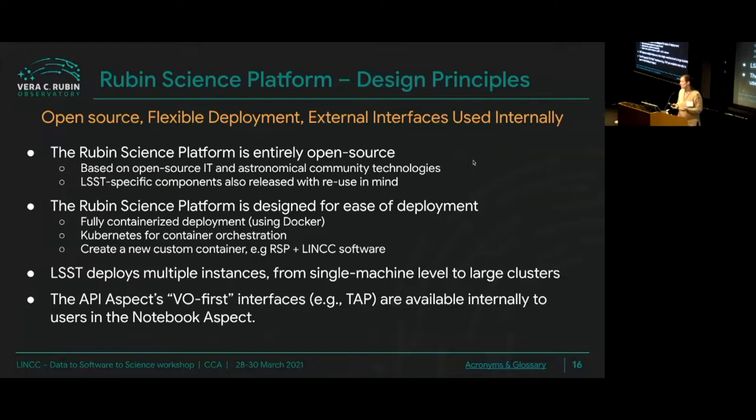It's been designed with reuse in mind. In fact, we have several instances of the science platform running at different places at the moment. It's also designed for ease of deployment, so it makes use of Docker and Kubernetes for container orchestration. One of the interesting points about this is that we can also create custom containers, which might include the science platform plus additional software. We do this already at the summit.